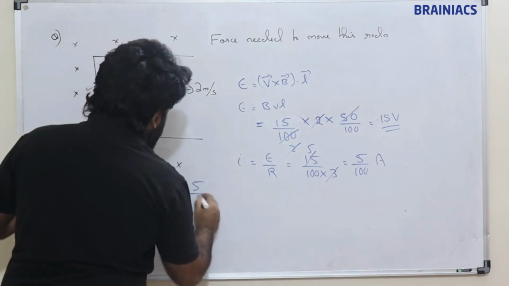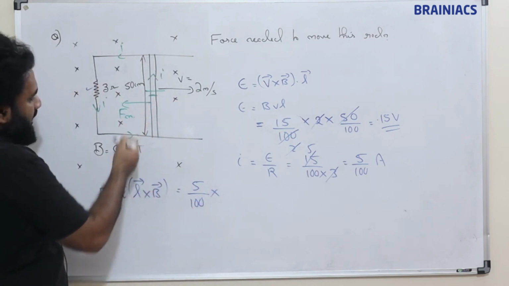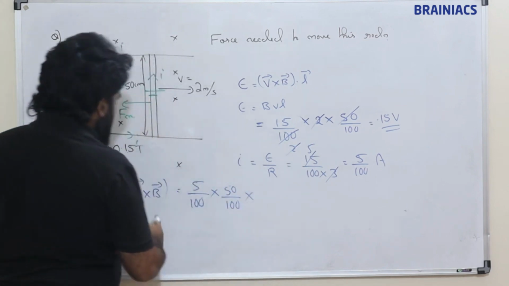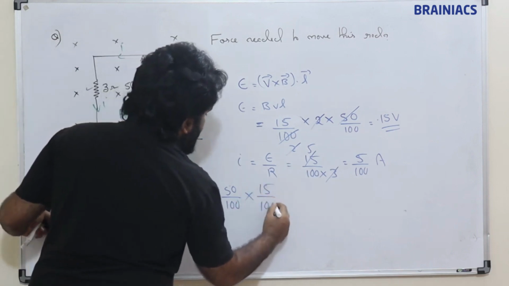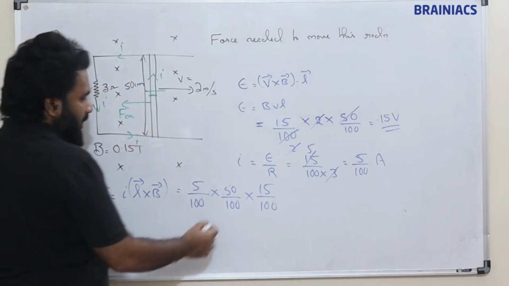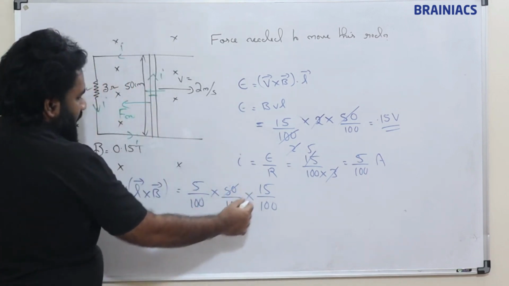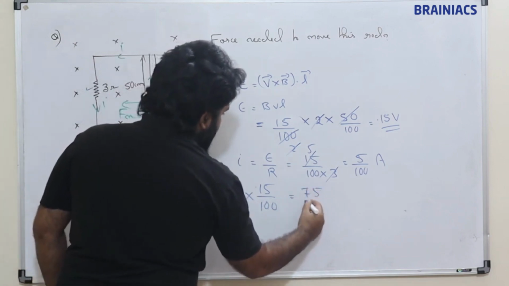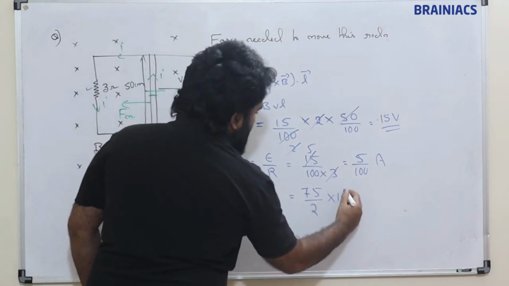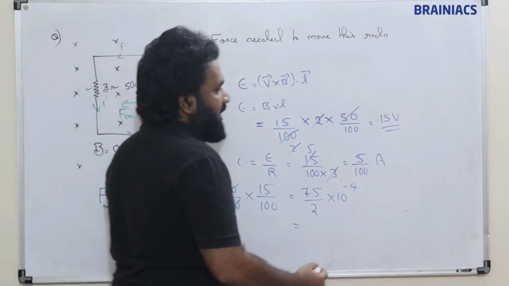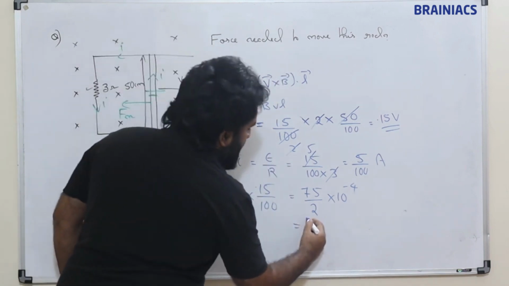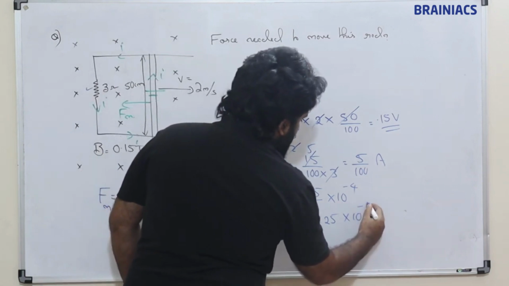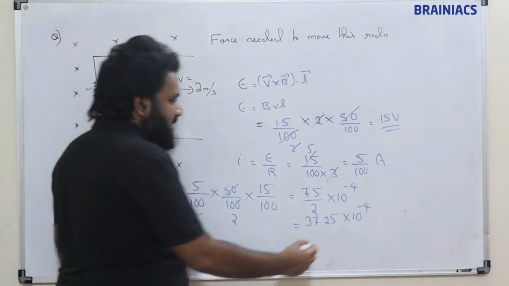I already we have found, this is 5 by 100. L cross B will be LB sin theta. Theta is 90 degree. So L is 50 by 100 into B is 15 by 100 again. So this is going to be the force. 5 into 15 is 75, 75 divided by 2, so this is into 10 raised to minus 4. So 37.5 into 10 raised to minus 4. That is the answer. This is the force.